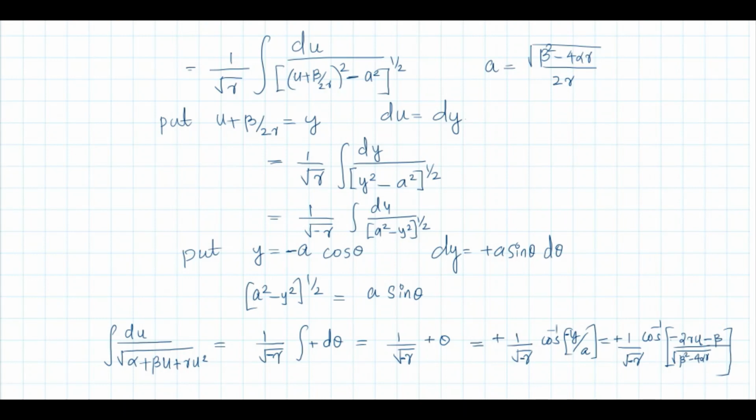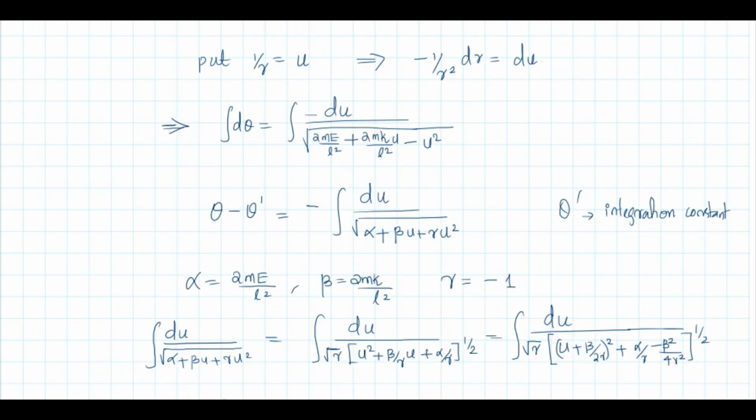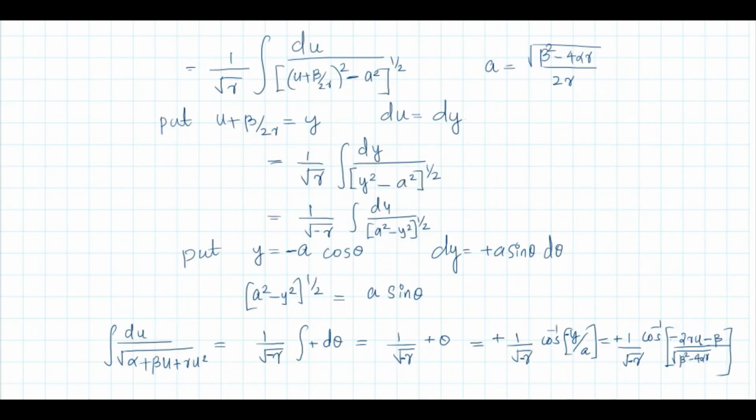Now 1 by root gamma you can take outside, integral du divided by u plus beta by 2 gamma the whole square minus a square, where a is square root of beta square minus 4 alpha gamma divided by 2 gamma. So this term you can take LCM. LCM will be 4 gamma square. So this becomes 4 gamma alpha minus beta square divided by 4 gamma square. Take a negative sign outside and call this entire term a square. So that is this term.